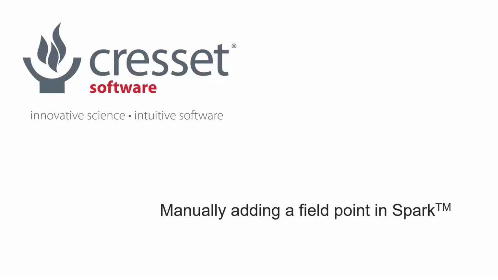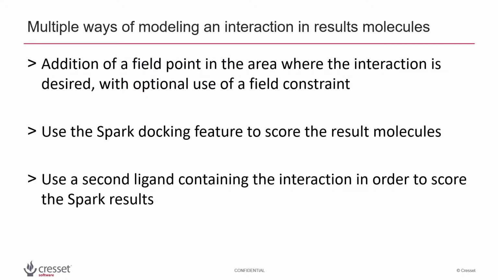In this web clip, I will show you how to add a field point to a query molecule in Spark and use it in a field constraint. This workflow is useful where a starter molecule doesn't contain a field point in an area where interactions are desired in result molecules.